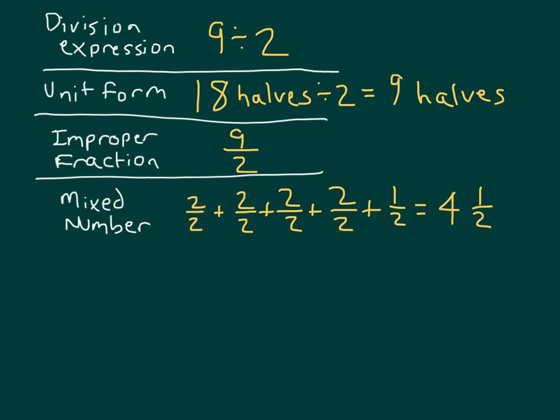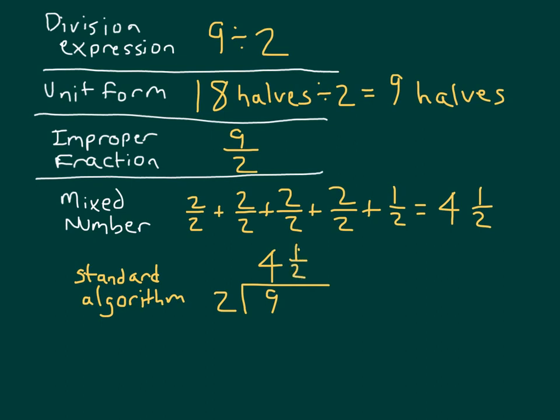Now the other way that we can look at this is the standard algorithm approach, where we are taking 9 and dividing it by 2. 2 goes into 9 4 whole times with a remainder of 1. If we were going to divide that 1, we would have divided it by 2. And so that's why 9 divided by 2 is equal to 4 and 1 half.